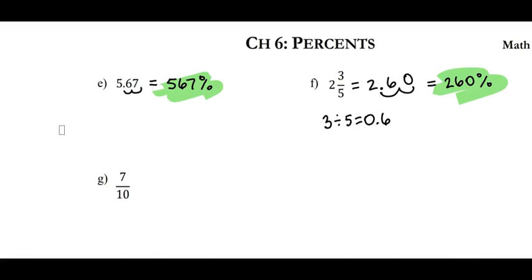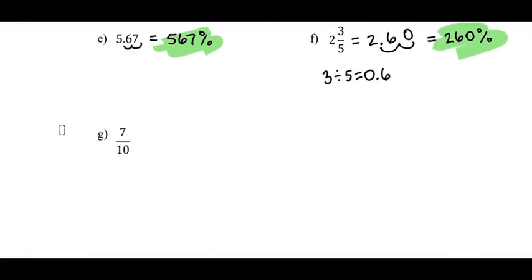And then we have the last one, 7/10. So again, 7 divided by 10 is going to be 0.7. 7/10 means 7 divided by 10, which will give you 0.7. And then 0.7, walk your decimal point twice, means 70%.